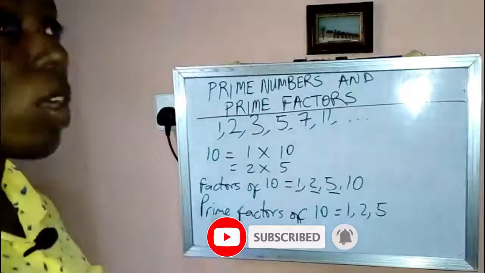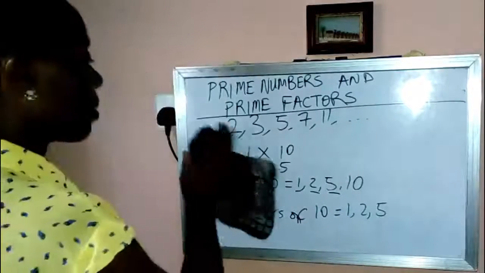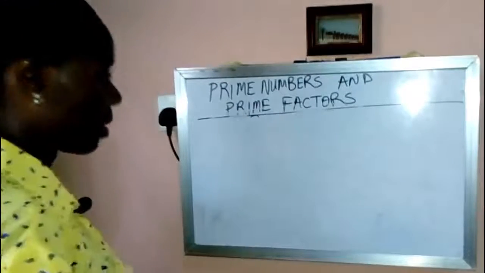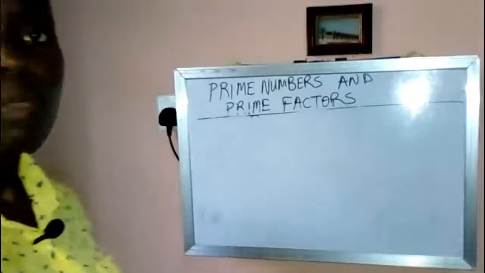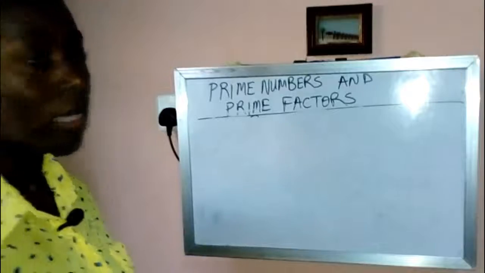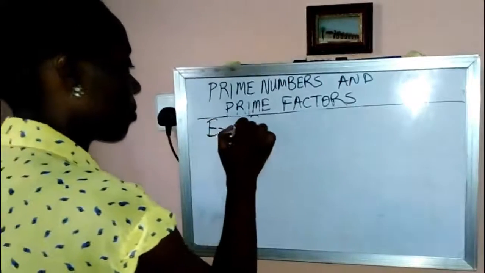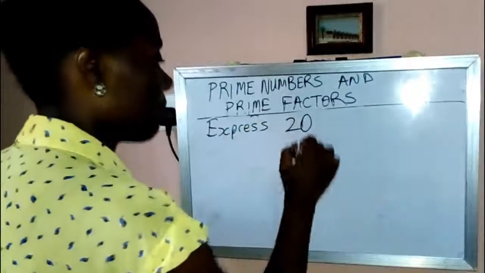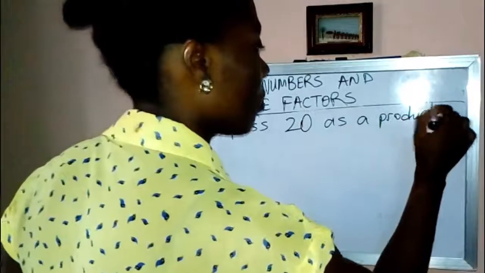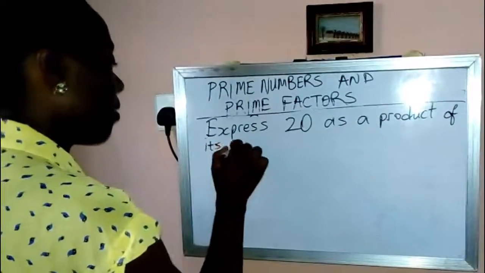Now, a question may come up in another form. You may be asked to express a particular number as a product of its prime factors. Let's see how that goes. So express 20 as a product of its prime factors.